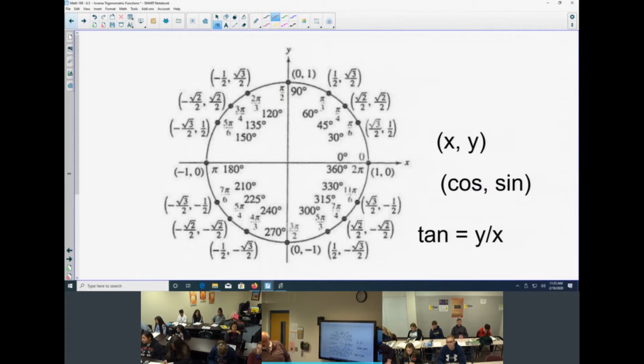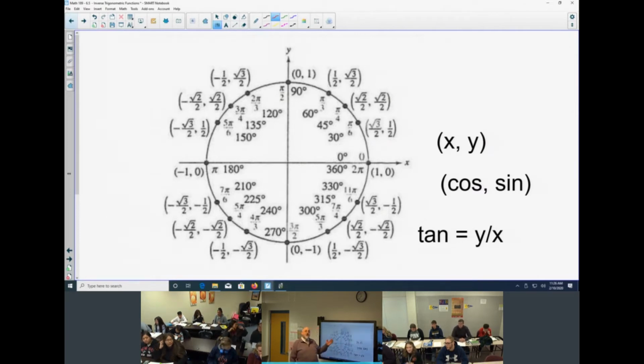So let's look at the first one, practice 2a. It says find the exact value: the arc sine of -1. What angle has a y value at the point of -1? What's the angle where the point has a y value of -1? 270 degrees.